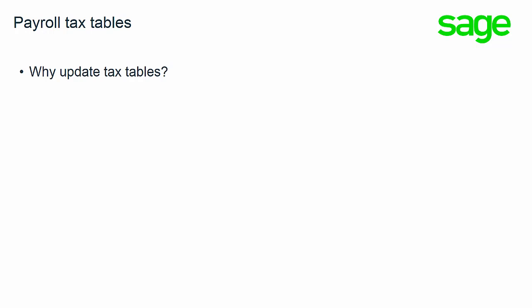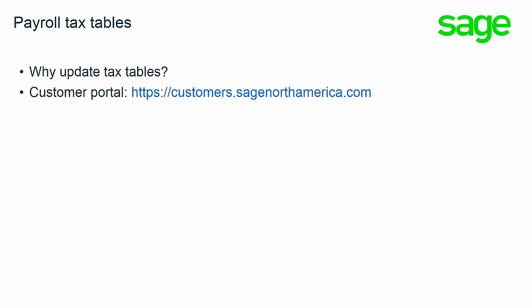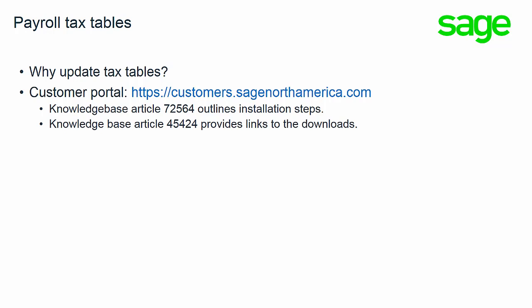I will show you where the tax updates are found so that you can periodically go out and verify that there's no updates that are needed. To locate your tax updates, you would need to log on to the customer portal, and here's the website. There are two articles that I will mention that are going to be the most helpful. The first one is the Knowledge Base Article 72564, which outlines the installation steps, and Knowledge Base Article 45424, which provides the links to the downloads.